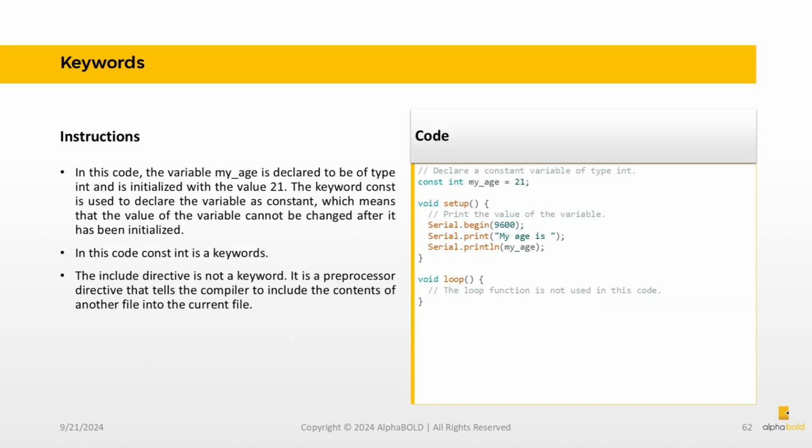In this code, the variable my_age is declared to be of type int and is initialized with the value 21. The keyword const is used to declare the variable as constant, which means that the value of the variable cannot be changed after it has been initialized. In this code, const and int are keywords. The include directive is not a keyword. It is a preprocessor directive that tells the compiler to include the contents of another file into the current file.